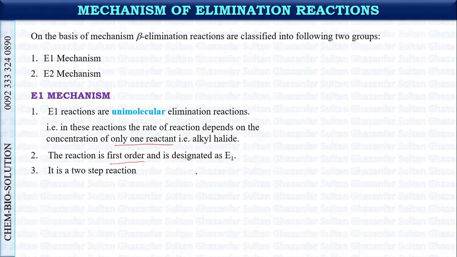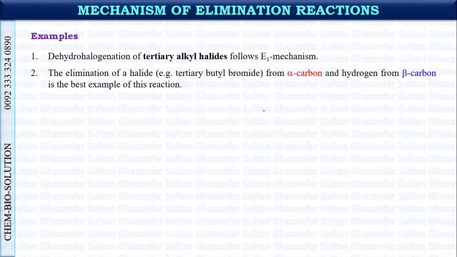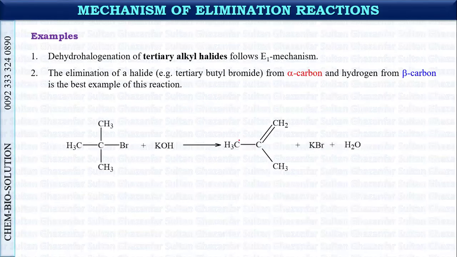It is a two-step reaction just like the SN1 reaction, but there was the nucleophilic substitution, and here there is an elimination. Dehydrohalogenation of tertiary alkyl halide follows the E1 mechanism. The elimination of halide from alpha carbon and hydrogen from the beta carbon is the best example of this reaction, and you can see this reaction. So hydrogen can be removed from any one of the hydrogens because all of them are beta hydrogen. And then halogen will be removed from here.